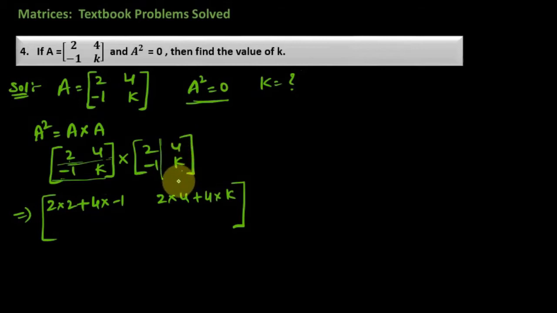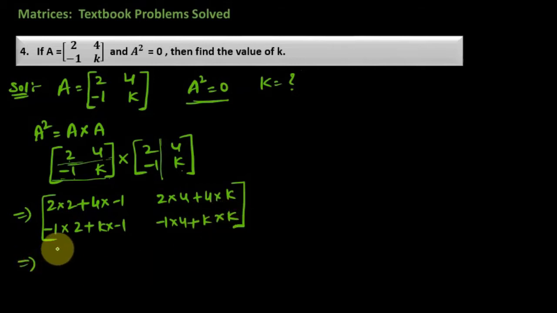So minus 1 into 2 plus K into minus 1. Similarly minus 1 into 4, then plus K into K. Okay, now we will simplify this.